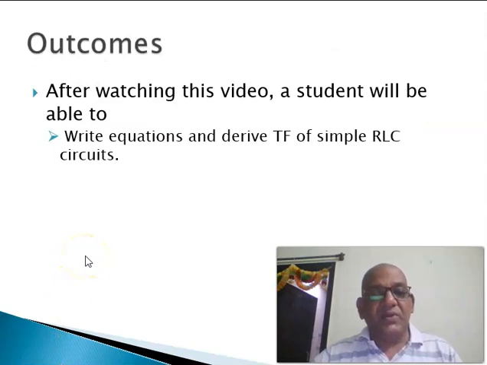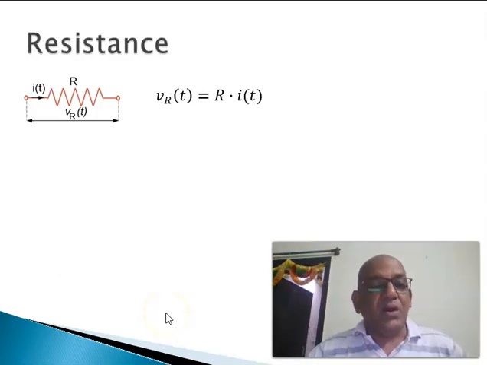After watching this video, you'll perhaps be able to write equations and derive the transfer function of simple RLC circuits. There are three components in any general RLC circuit: a resistance, an inductance, and a capacitance. We will try to see each one of them, write the physical equation, and then try to derive the transfer function of a general RLC circuit.